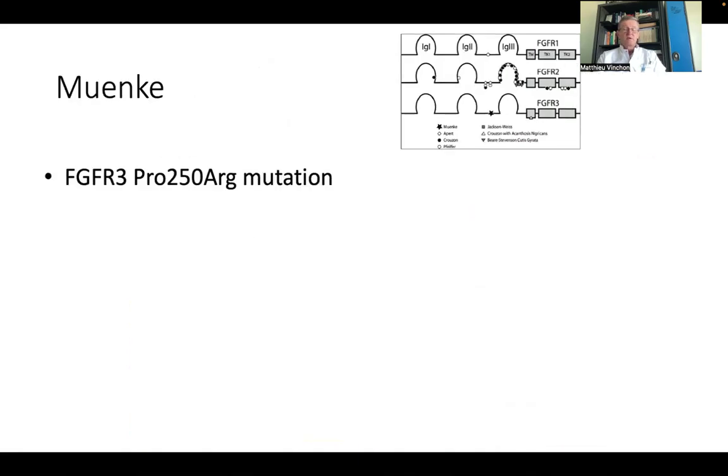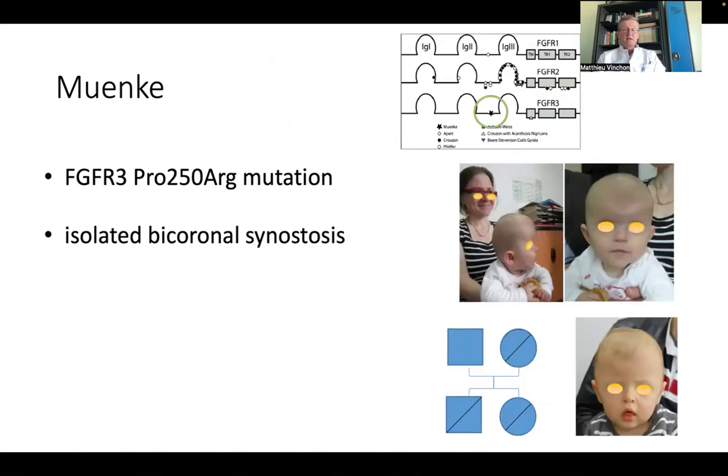Now we have the Muenke syndrome caused by a mutation of the FGFR3 gene, which causes a change of the 250 proline to arginine, and it gives isolated bicoronal synostosis. So it is a by default cause of bicoronal synostosis, which appears isolated, but it also causes deafness. So it has to be looked for even before the genetic result has been obtained.